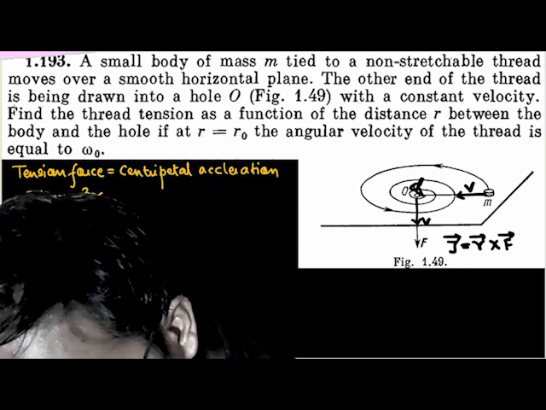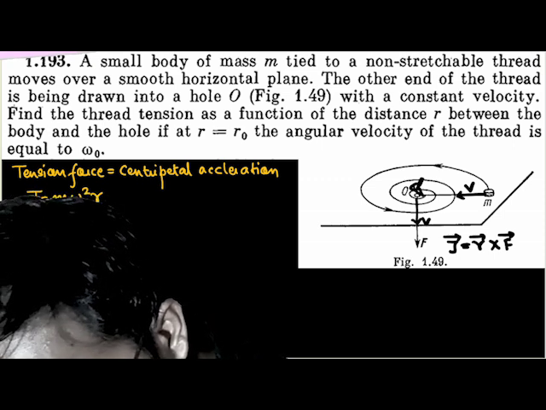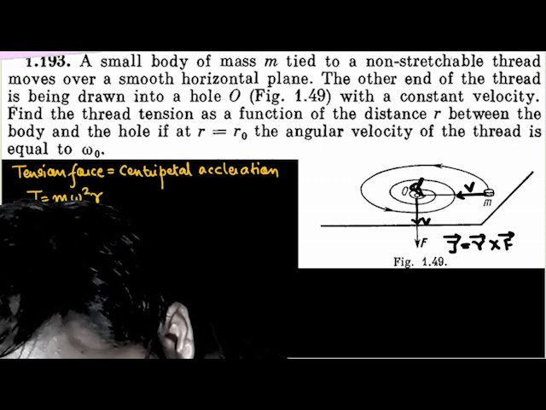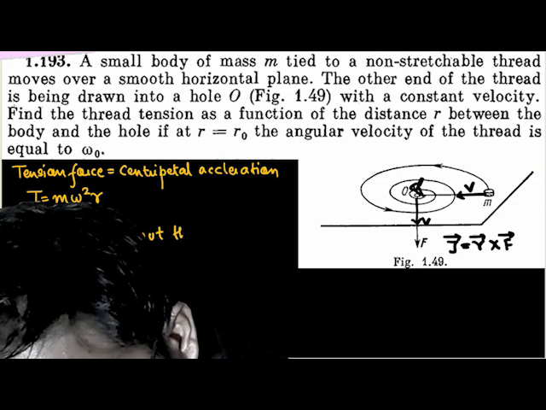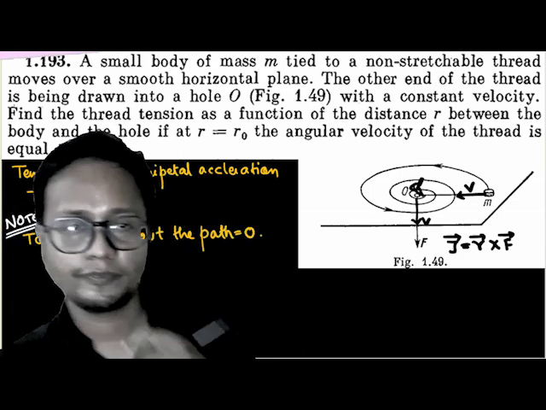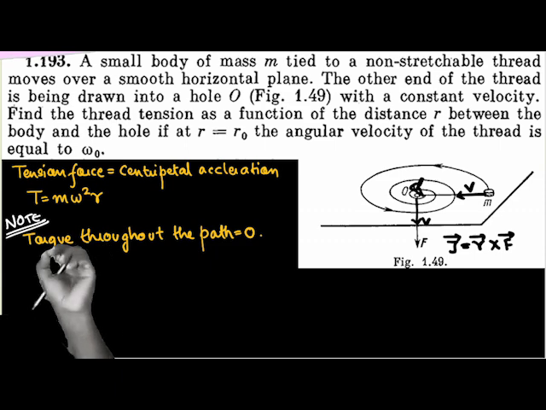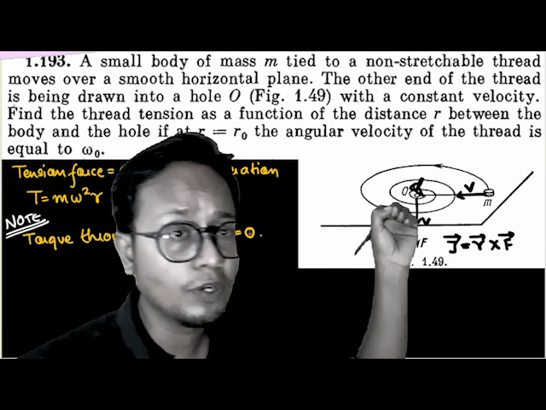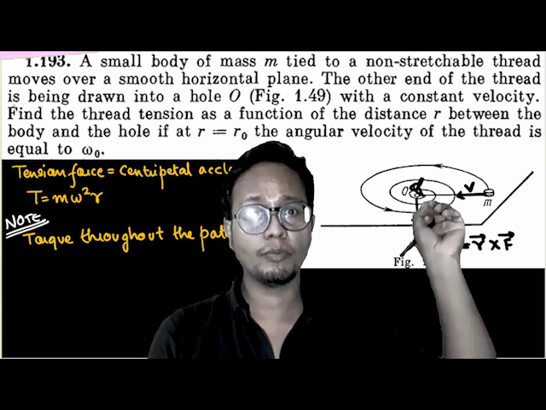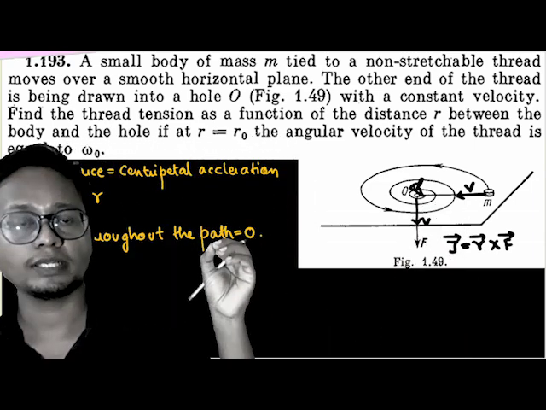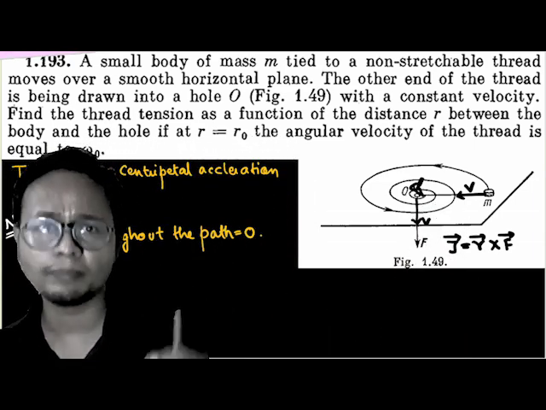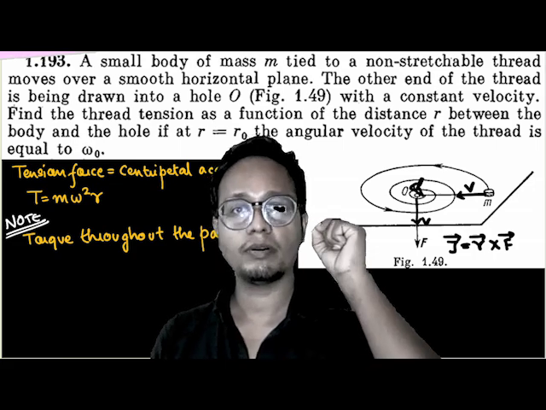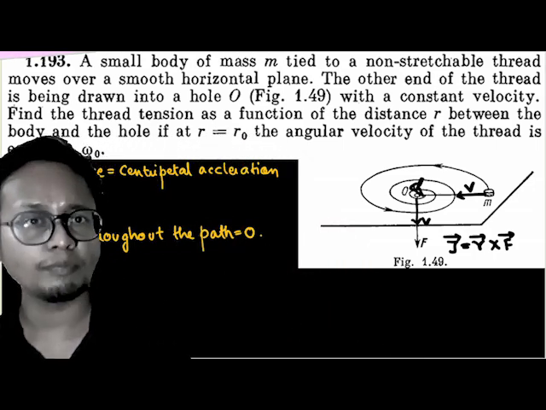Torque throughout the path is equal to 0. So if the torque throughout the path is equal to 0, can I say the angular momentum will not change? The angular momentum is always constant, because the value of force is to change the linear momentum. The value of torque, or the work of torque, is to change the angular momentum.